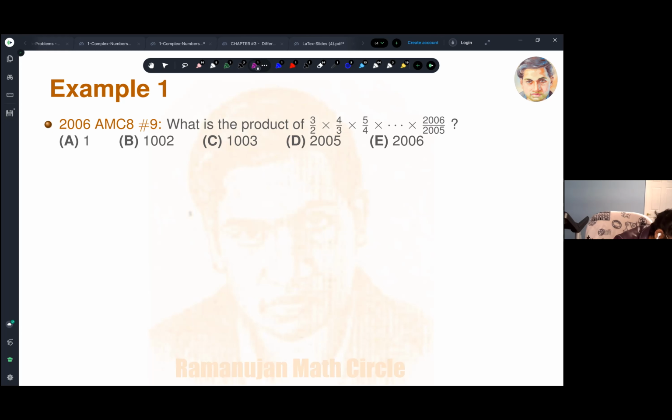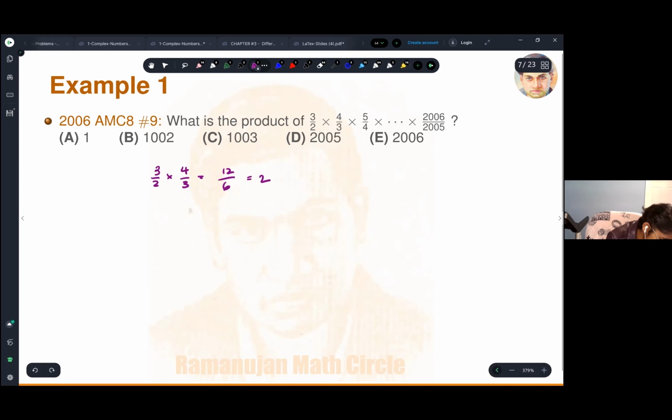As you recall, multiplying fractions is just multiplying the numerators and the denominators. So let's do this. 12 over 6 ends up actually being 2. So that simplifies to something really basic. Okay, let's do another one. 3 over 2 times 4 over 3, times 5 over 4. So we're doing 2 times 5 over 4, which is equal to 5 over 2.